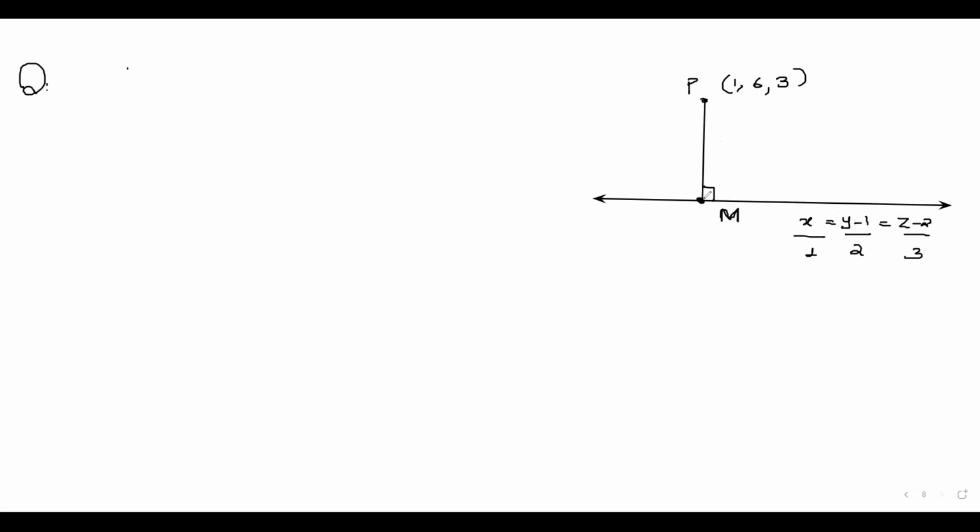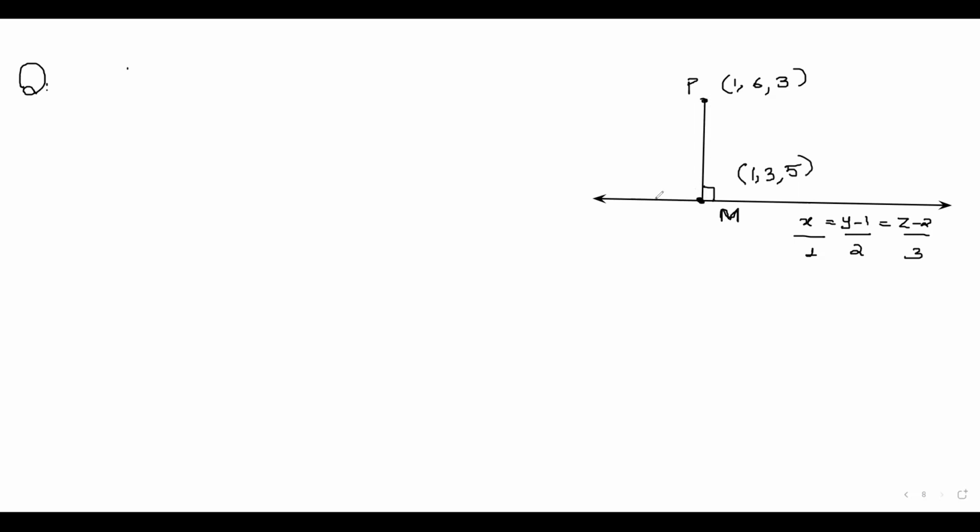Sir, first we have to assume that M is a point, and then we have to take it as general, by taking it as lambda. Very, very good. So can you tell me what the point M we get in this question? Because if you already know, there's no point of solving this. What's the value of M? Yes, I guess (1, 3, 5). Okay.